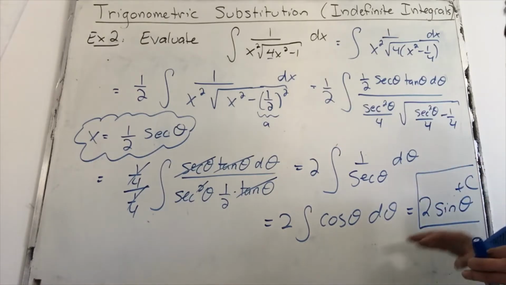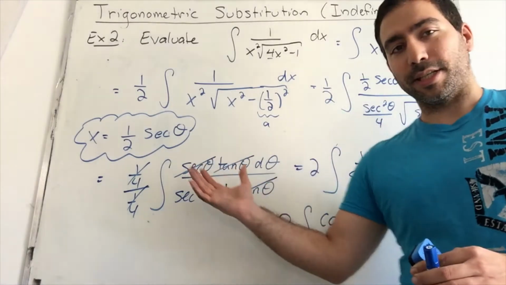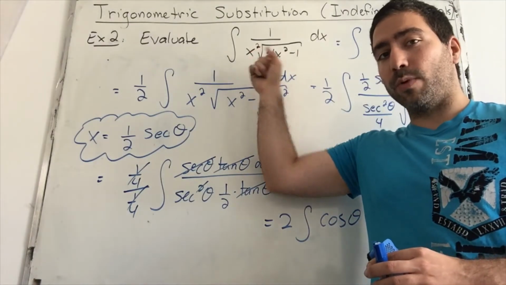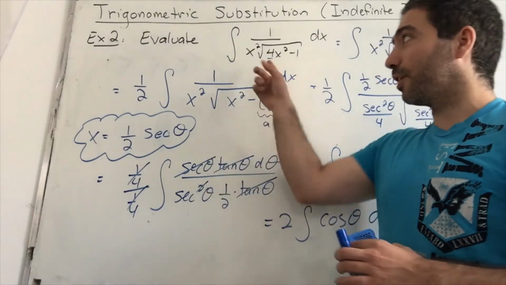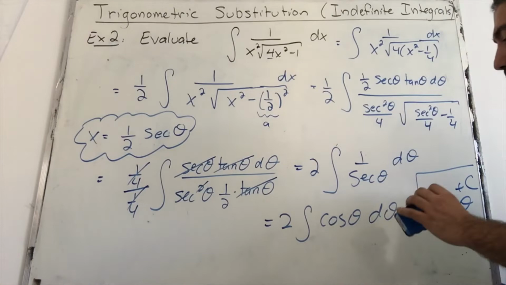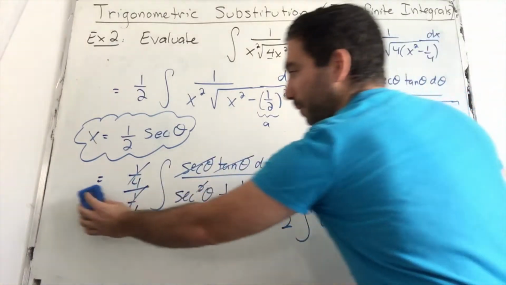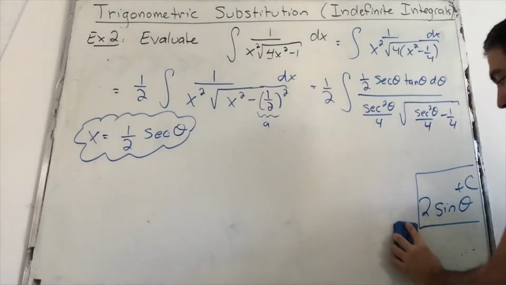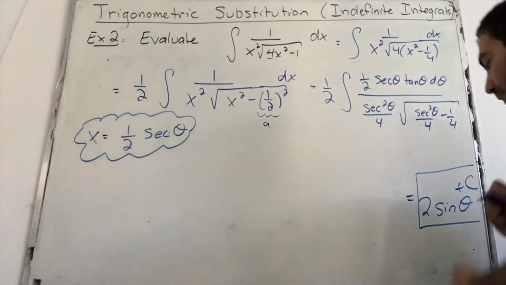Okay. But the issue is, once you have this expressed in terms of theta, we're not done. We have to go back in terms of x. We start in terms of x, we finish in terms of x. We cannot use this. So what do we have to do? We have to go ahead and create our triangle. Let me make some room and do that. Okay. So we want sine theta.